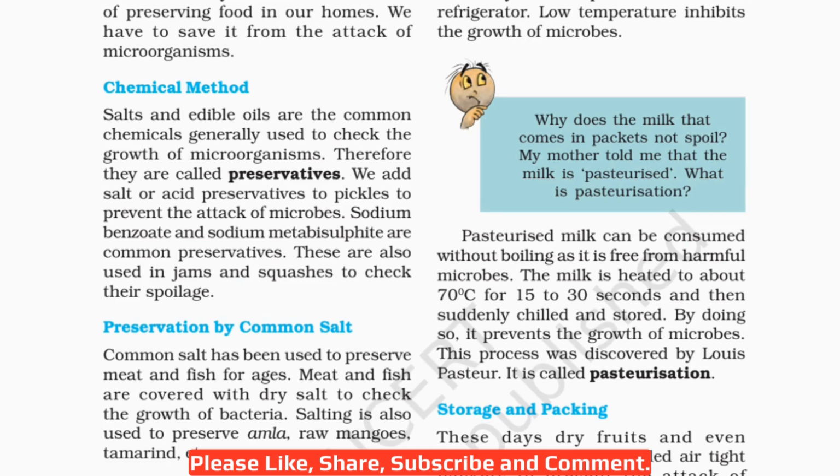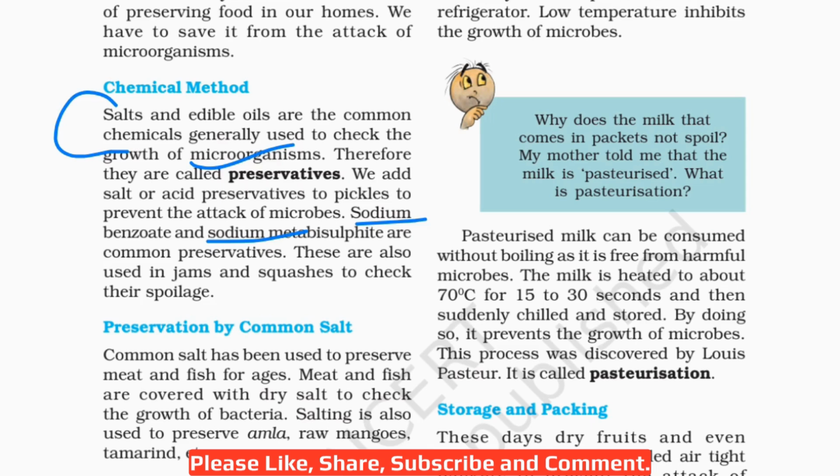We add salt or acid preservatives to pickles to prevent the attack of microbes. Sodium benzoate and sodium metabisulfite are common preservatives. These are also used in jams and squashes to check their spoilage. So this is the chemical method. You can learn the definition of preservatives here. You can learn these two common preservatives.